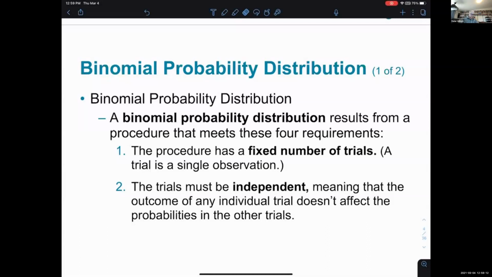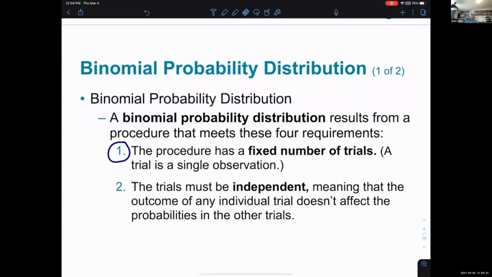So number 1: the procedure has a fixed number of trials. A trial is a single observation. So we're going to have something and we do it again and again and again, and we're going to do it a certain number of times.